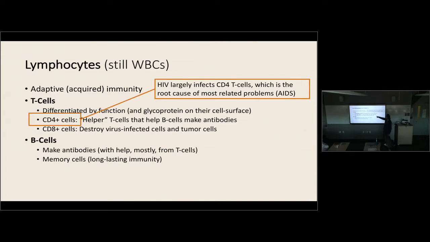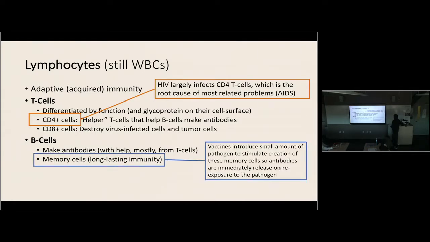And so the CD4 T cells are the main helper cells, and they assist the B cells in doing everything from antibody secretion to cytokine secretion, all these things that are really important for our longer-term defense. And then the memory cells, again, are a B cell class that is what we take advantage of for vaccines.